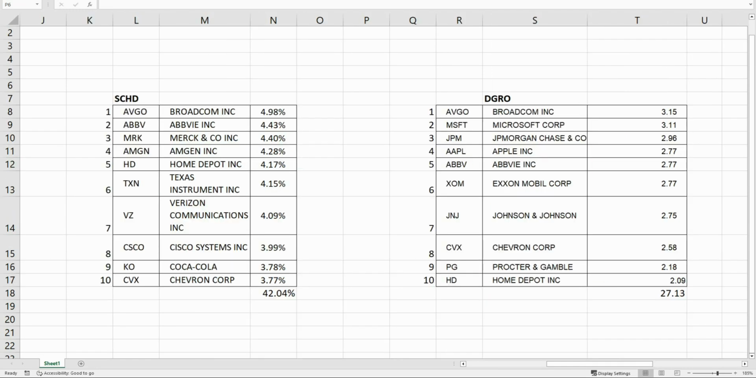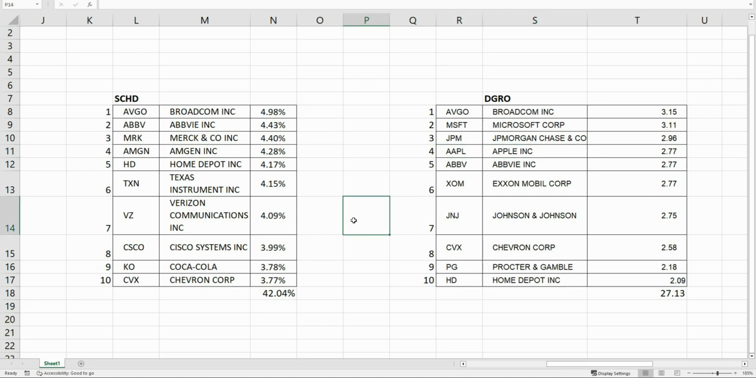So now let's do a side-by-side comparison of the top 10 holdings of SCHD and DGRO. Now, what you'll find is that some of these holdings are very similar, or they will be the same holding entirely. For example, both hold Broadcom as the top holding, but it starts to move away from each other there. So Microsoft for DGRO is number 2, and you won't find Microsoft in the top 10 of SCHD. Apple is number 4, and you won't find Apple in the top 10 of SCHD.